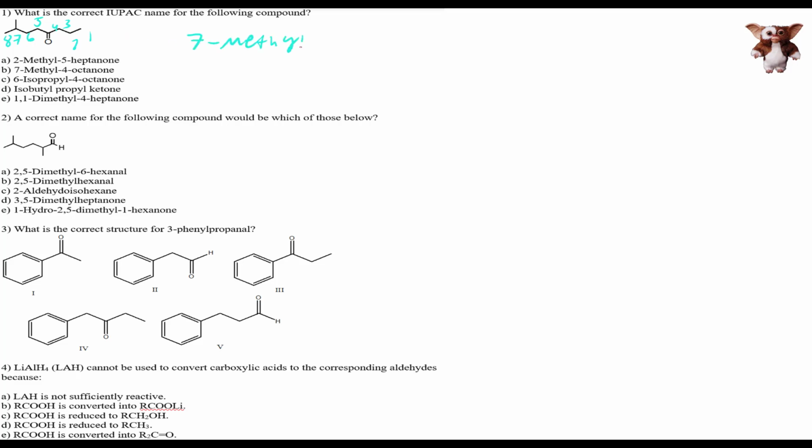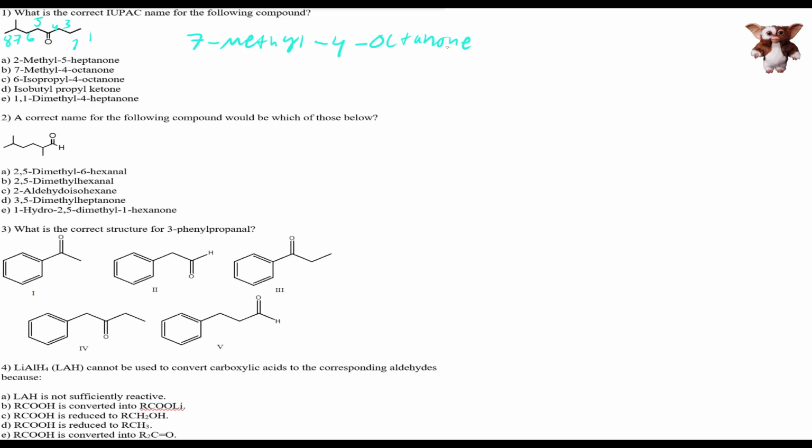So already you know the answer choice. It would be B. 7-methyl. But what else can we do? Notice that my longest chain is 8 carbons long. And since I'm working with a ketone, I know that the suffix is going to be -none, N-O-N-E. So what we have here is a 7-methyl, 4, that means that there's something on the 4th carbon. What is it? 4-octanone.